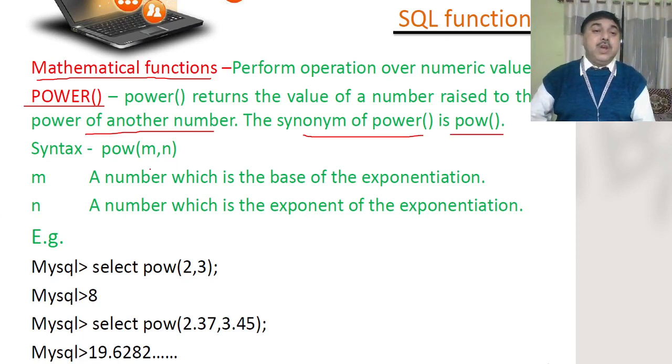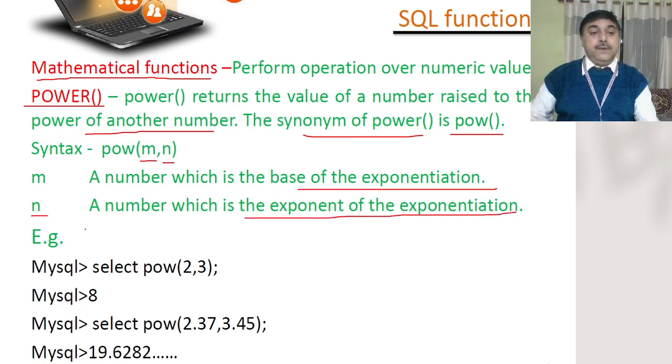So how to describe it? First the number, then the power we are giving. Here M is the base, and the exponent is N. Okay, so see here: SELECT POW(2,3) means 2 to the power of 3. So 2 to the power of 3 is 8. Clear? Similarly, 2.37 to the power of 3.45. So this is what the power is and how it works.